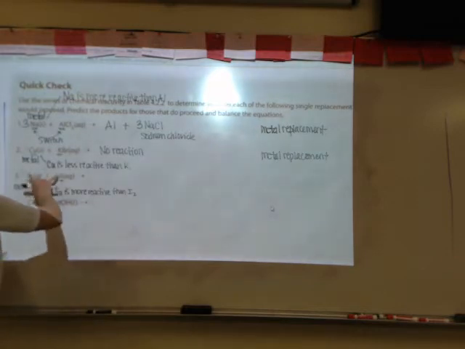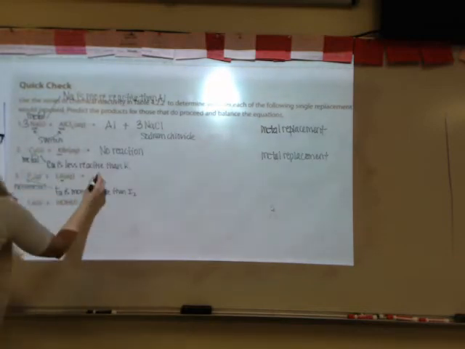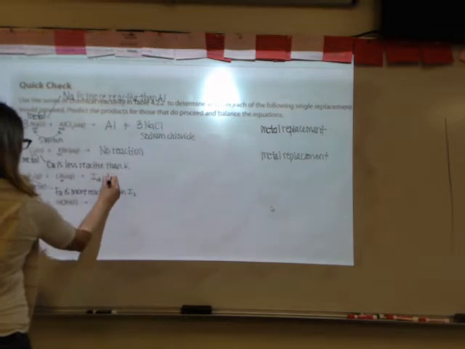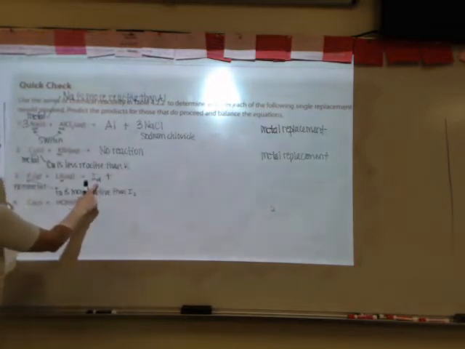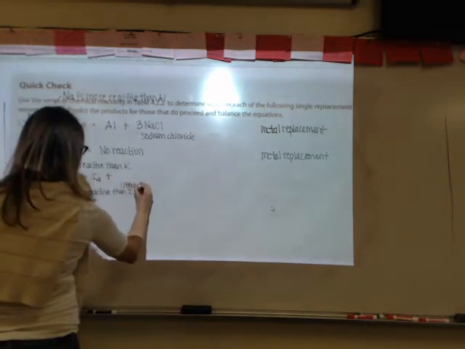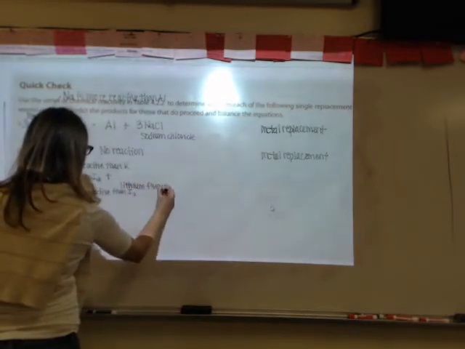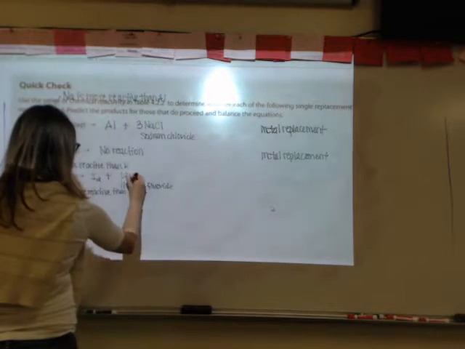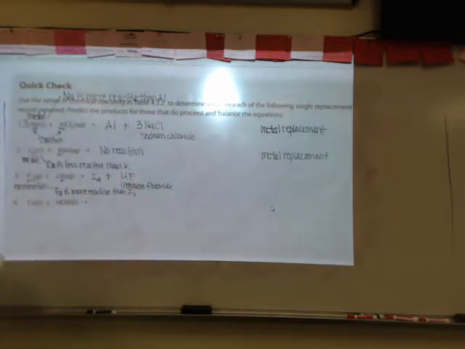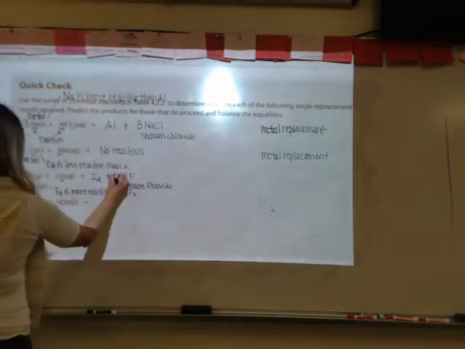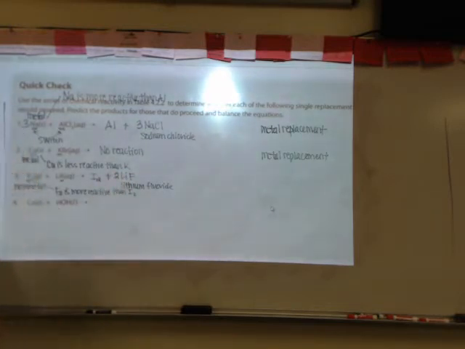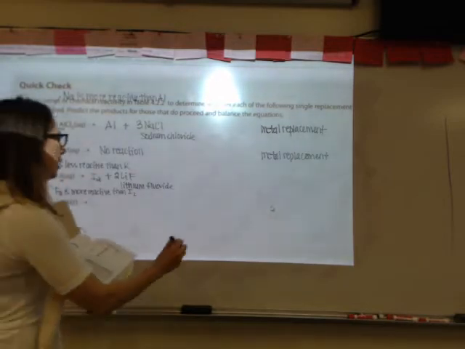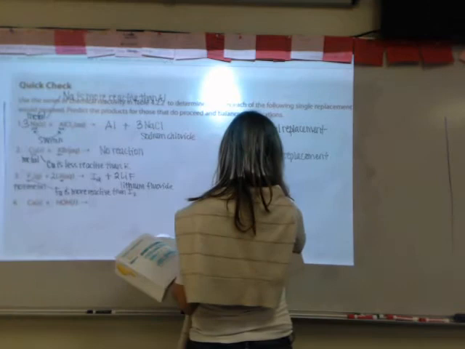So when the F2 and the I switch places, I kick out iodine alone, which is diatomic, so that's why I write I2. Then the lithium combines with the fluorine to give me lithium fluoride. Lithium has a +1 charge, fluorine has a -1 charge, they cancel. I need to put a 2 in front of LiF to balance it, and I need to put a 2 in front of LiI to balance it. So this was a nonmetal replacement.